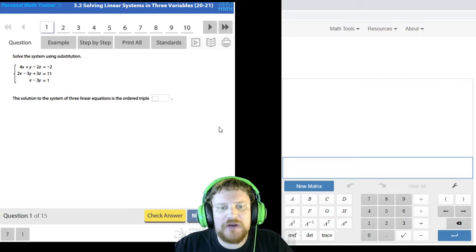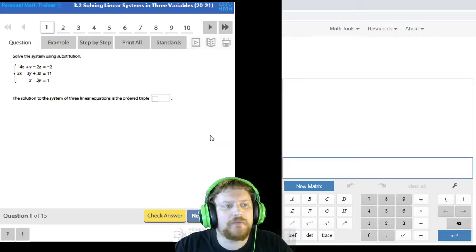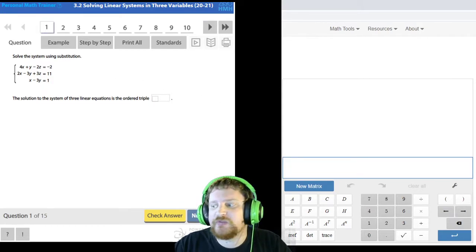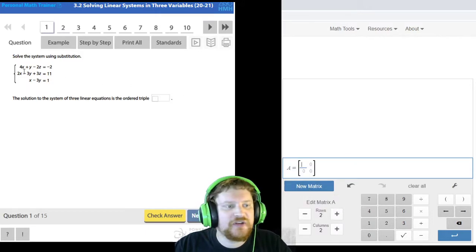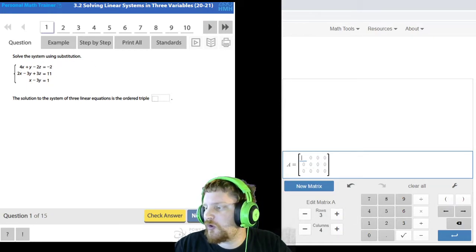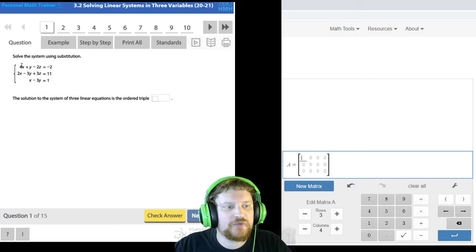I am probably not going to solve all of these problems because they are all very, very similar in their solution manner. For example, number 1, solve the system using substitution. We're not going to use substitution, we're going to use matrix math. So for that, we're going to open up a new matrix. This is a 3-row, 4-column system. And we are just going to list these straight across as we see them.